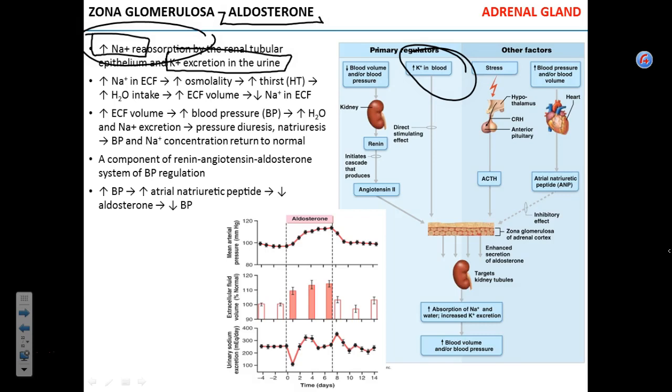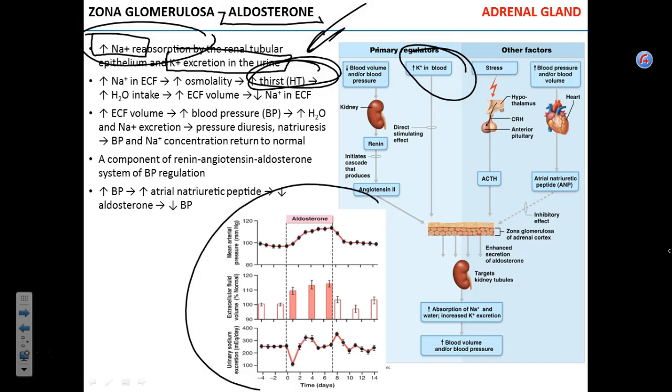Another thing that aldosterone will do: thirst. Low blood pressure will stimulate centers in the hypothalamus that are responsible for the thirst sensation. It's a conscious sensation. You know you're thirsty. Does that make sense? So that's the function of aldosterone: bring back blood pressure.